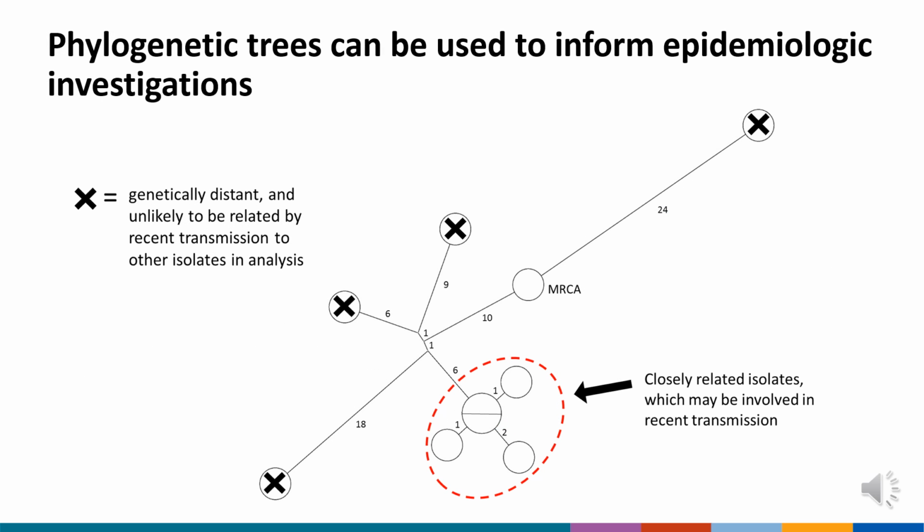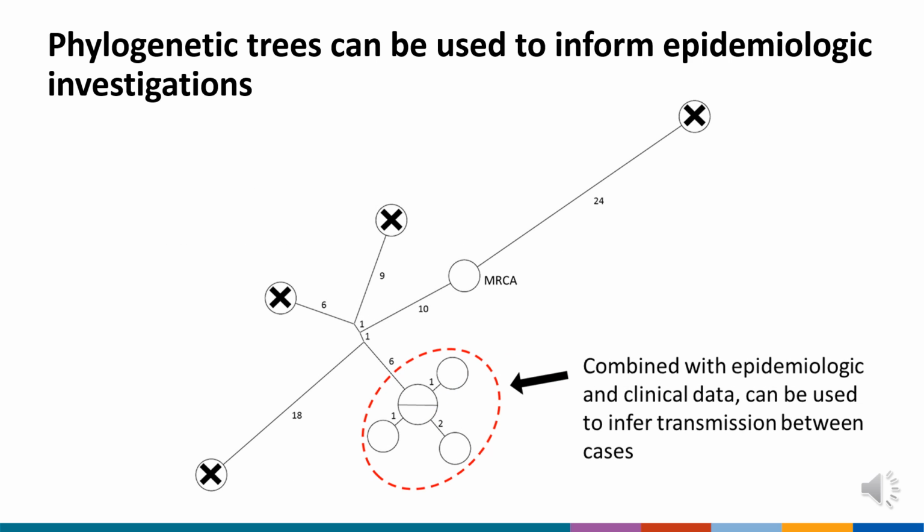The phylogenetic trees can then be used to inform epidemiologic investigations in two ways. First, they can be used for identifying groups of closely related isolates that may be involved in recent transmission, and ruling out genetically distant isolates that are unlikely to be involved in recent transmission.